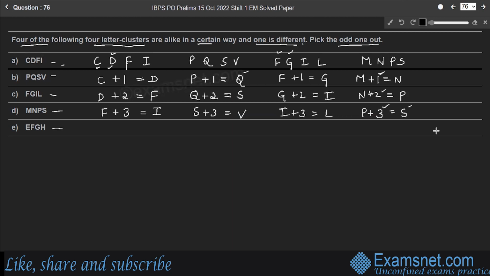So consider the last letter cluster, E, F, G, H. Here, all the letters are consecutive letters, E, F, G, H, continuous letters. Therefore, though E and F follow the rule, E plus 1 gives F, F plus 2 is not equal to G, right? So F plus 2 is H, right? Therefore, the last letter cluster doesn't follow the rule. Therefore, E, F, G, H is the odd one out. Option E is the answer.